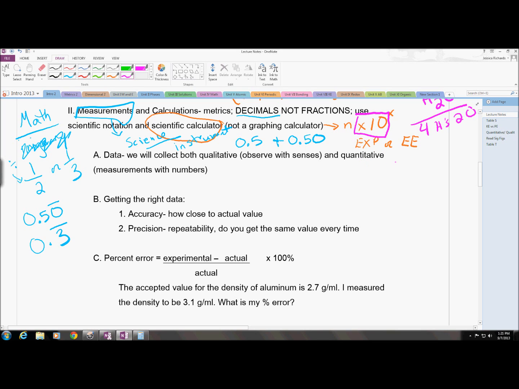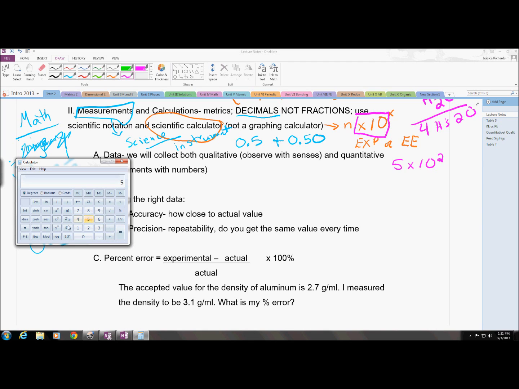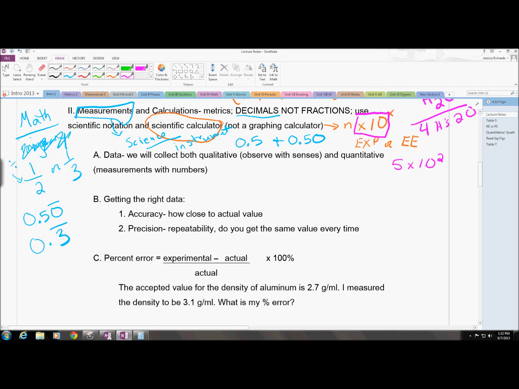So if I wanted to put in 5 times 10 to the second on a scientific calculator, I do 5 times 10 to, so the EXP is your times 10 to button, and then I hit the equal, and I get 500, because that's what this means. Times 10 to the second, positive integer, you're going to move that decimal point over 2 places, so that number really means 500. We'll practice using the scientific calculators in class. I'll show you the different ones that we have, and you'll get used to using that button.